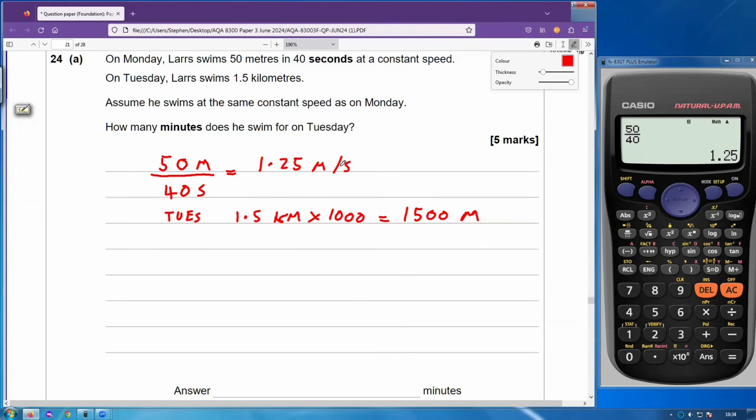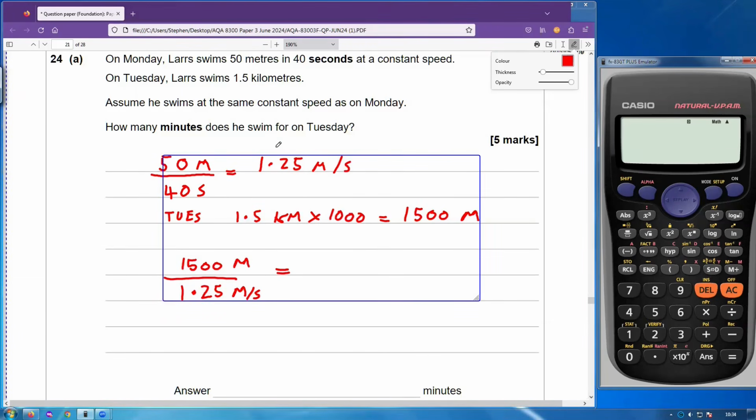If for every second, he can swim 1.25 meters, but he swims 1,500 meters, so I take the 1,500 meters and divide it by 1.25 meters per second. This is meters. I'm going to end up with the number of seconds. And if you're not sure about it, imagine if he could swim 500 meters in a second. Well, it's going to take him 3 seconds, isn't it? I know this is very fast, but that's what I like to do. Do we know whether to multiply or divide? Well, if I divided 500 into 1,500, I'd end up with 3 seconds. So try to put simple numbers in if you're not quite sure which way to go.